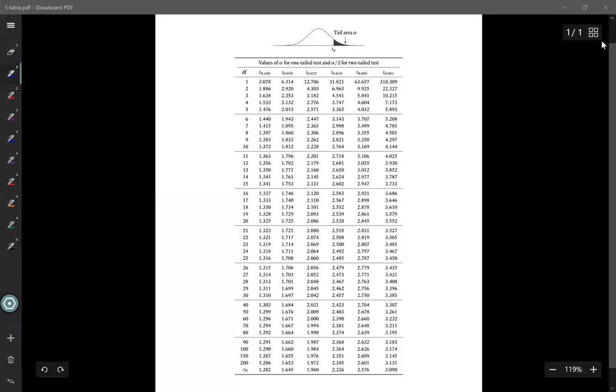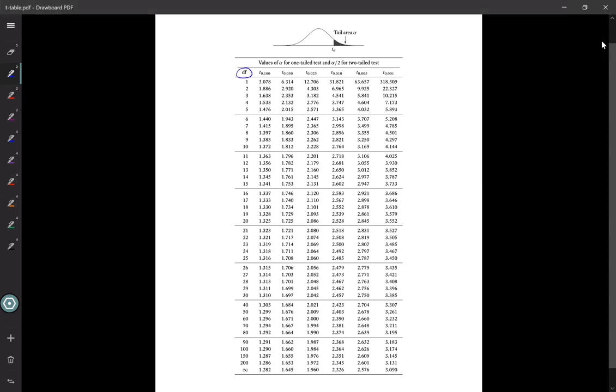Okay, how to read the t-table. If you look along the top here, we have DF, that stands for the degrees of freedom column, and then T subscript 0.1, T subscript 0.05, 0.025, 0.01, 0.005, and 0.001. Those correspond to T subscript alpha divided by 2.